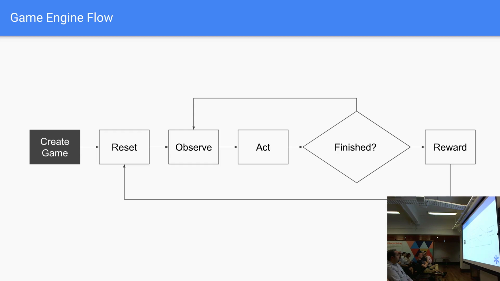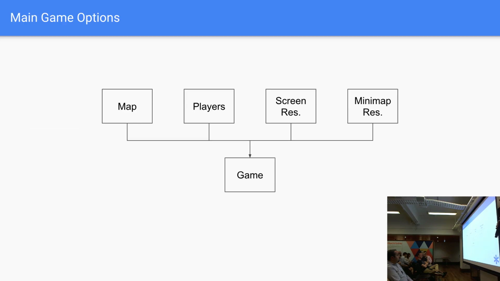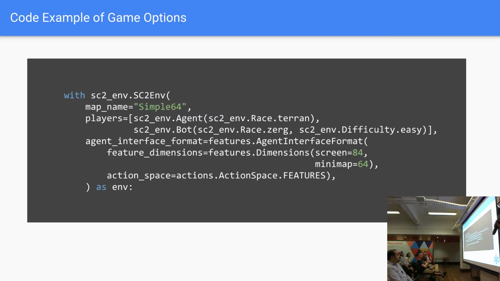So let's start at creating a game. The main game options that you've got, the map that you're going to play on, the players who are going to play the game, the screen resolution and the minimap resolution. I've simplified it quite a bit here, but those are kind of the core things that you're going to need to get started. And this is kind of what it looks like.